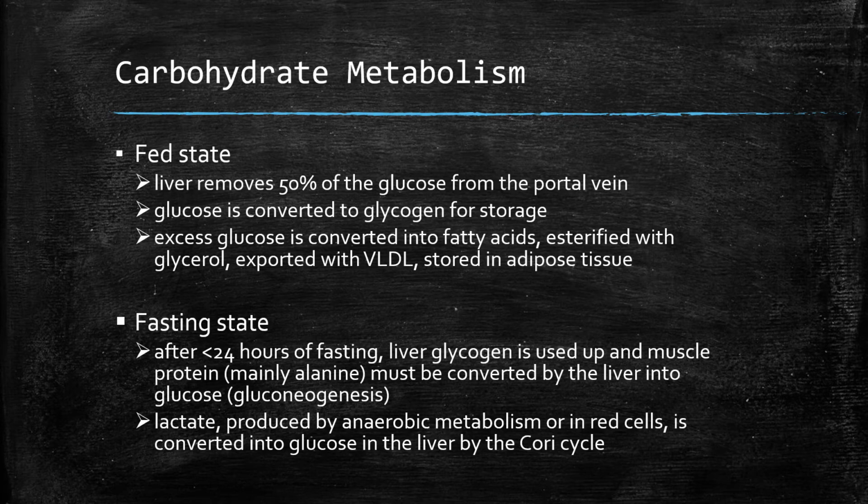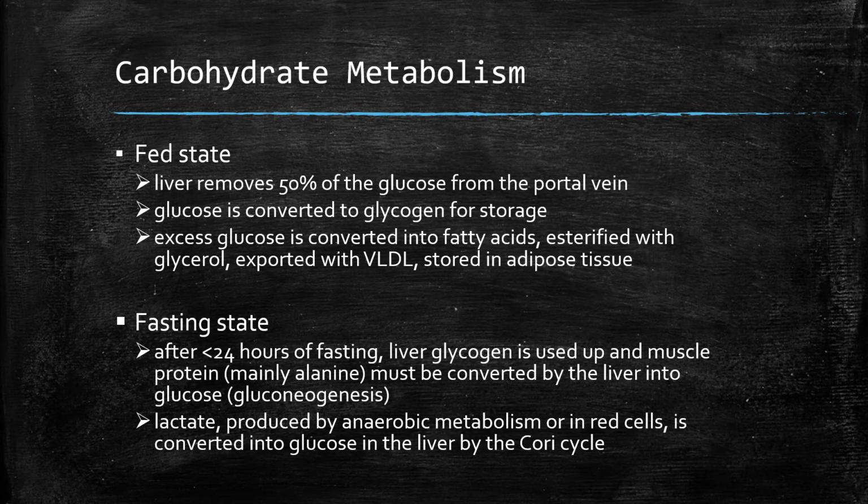The glucose that the liver absorbs is converted to glycogen for storage, and once the glycogen storage capacity has been maxed out, then ultimately this glucose is converted into fatty acids and then triglycerides and eventually exported to be stored as fat.